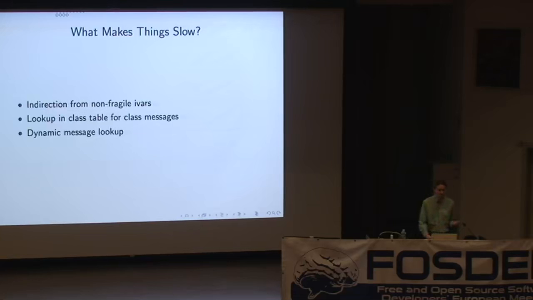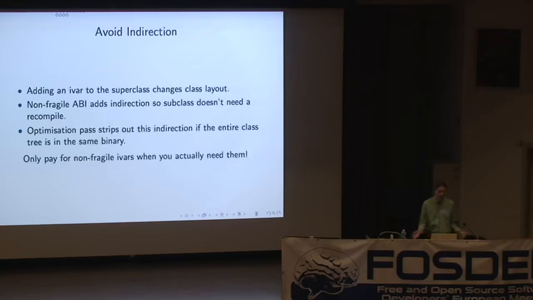With the GCC runtime, you have to look up every single time you send a message to a class. You need to look up that class by name in a hash table. And we're using a hopscotch hash, which is pretty fast and has nice performance with the data cache, but it's still a hash table lookup for something that really doesn't need to be. And also we have the dynamic message lookup, which I talked about a couple of slides ago. So the first thing we can do is avoid this non-fragile ABI use when it's not actually needed.